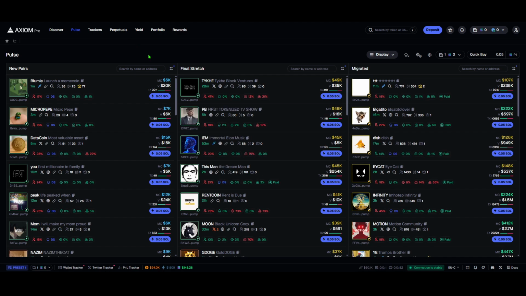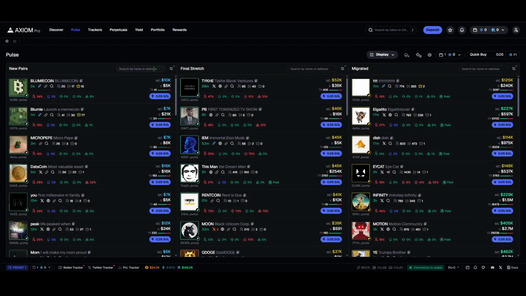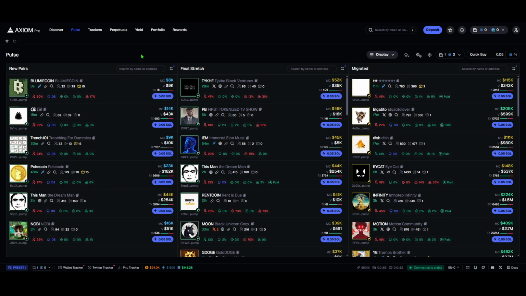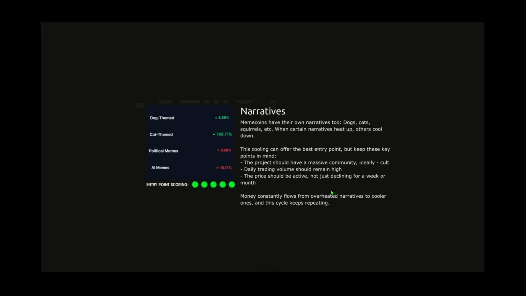And you should always check the volume, of course. You can easily do that in Axiom here with metrics, and then put this. If I put in car coin now, well, there isn't one yet, but let's say that can be, for example, a beta play there. So always be on the lookout for that.